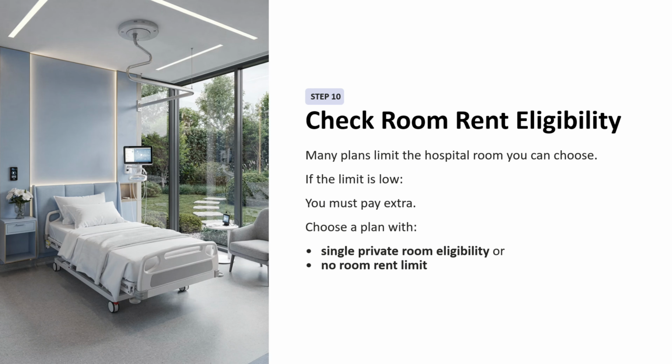Step 10. Check room rent eligibility. Many plans limit the hospital room you can choose. If the limit is low, you must pay extra. Choose a plan with single private room eligibility or no room rent limit.